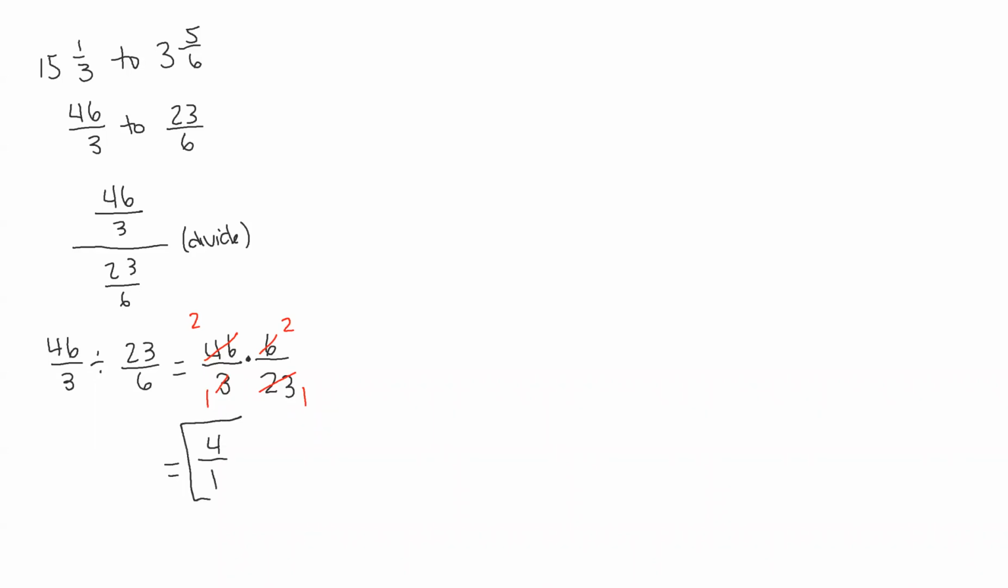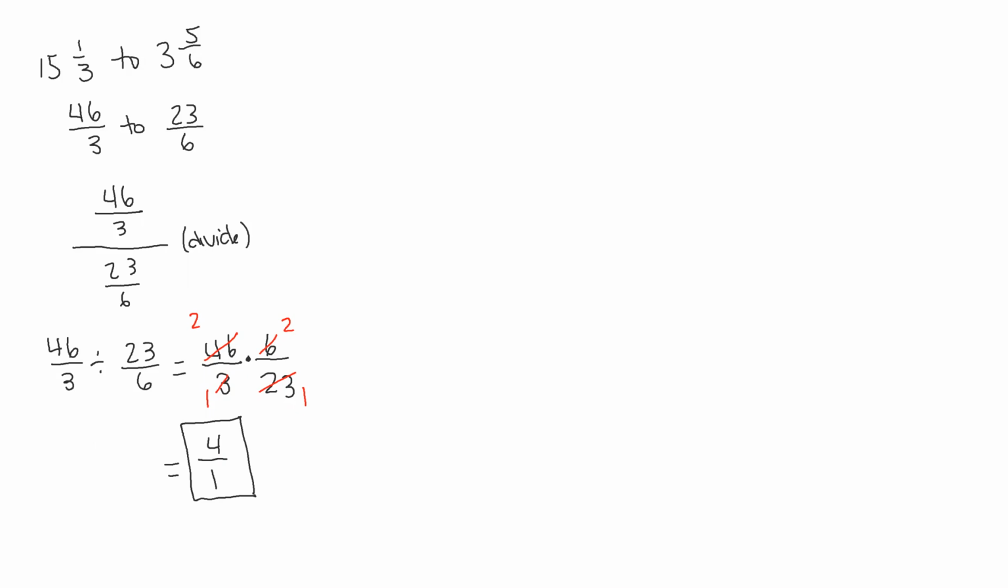And do not write this as plain old boring 4. Remember, this was a comparison of two quantities. So for every 15 and a third compared to every 3 and 5/6, we would really just get 4 to 1. So do not write this as 4. Write it as 4 to 1, or 4 over 1.